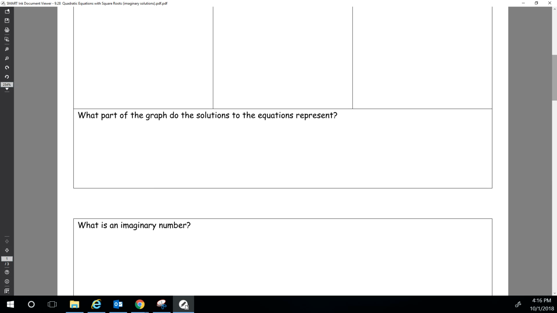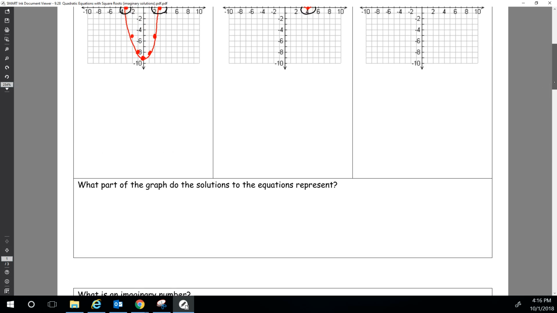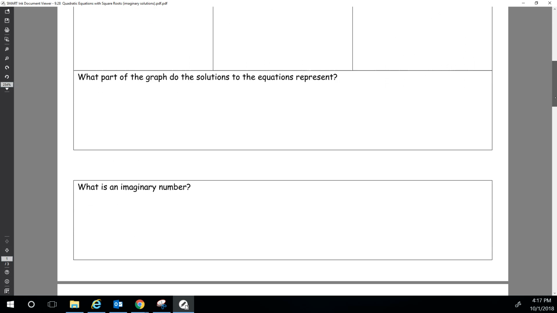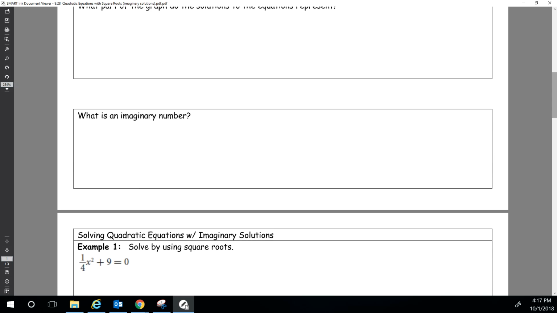So scrolling down here, it says, what part of the graphs do the solutions to the equations represent? Well, the solutions are where my parabola crosses the x-axis, where y is equal to 0. And then an imaginary number, i is the square root of negative 1. That's what it means to be an imaginary number. It is a not real solution. Not a real number. It's not real, it's imaginary.